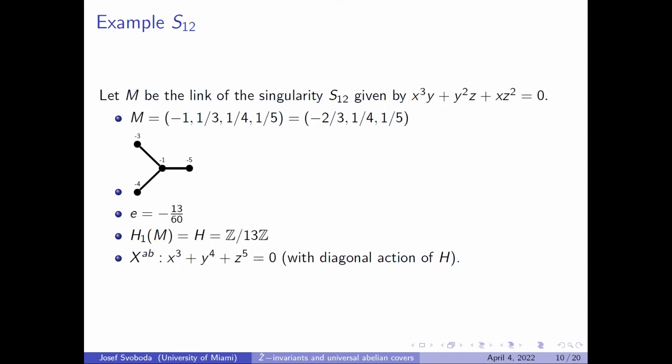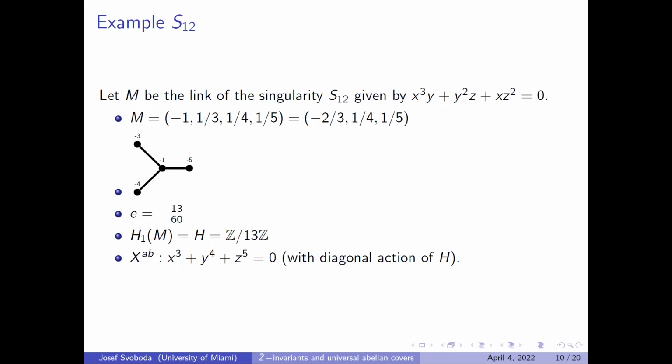And if you consider the universal Abelian cover, then by this theorem of Neumann, Wall and others, originally a theorem of Neumann which was then generalized to many other cases, the universal Abelian cover is just a singularity given by x to the 3 plus y to the 4 plus z to the 5th, where these are the orbit invariants of this manifold. So this is a very nice singularity. It is this Brieskorn type singularity.